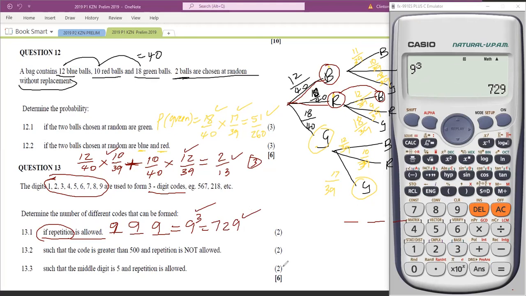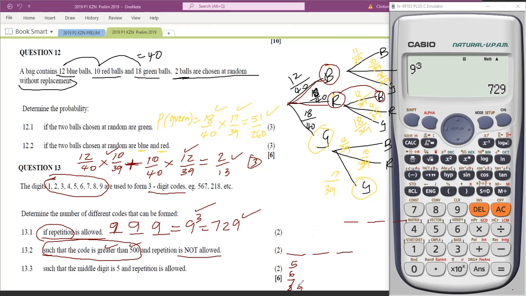Now they say we need to determine the number of codes that can be formed such that the code is greater than 5,000. And repetition is not allowed. Let's fulfill the first thing first. They say it must be greater than 5,000, which means on the first position I can start with 5, 6, 7, 8, or 9, right?